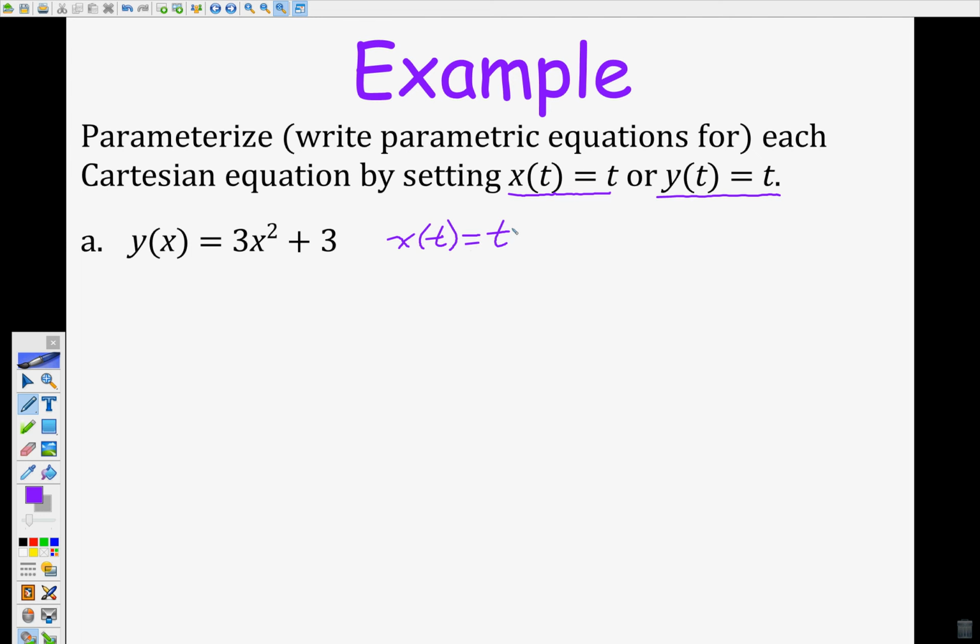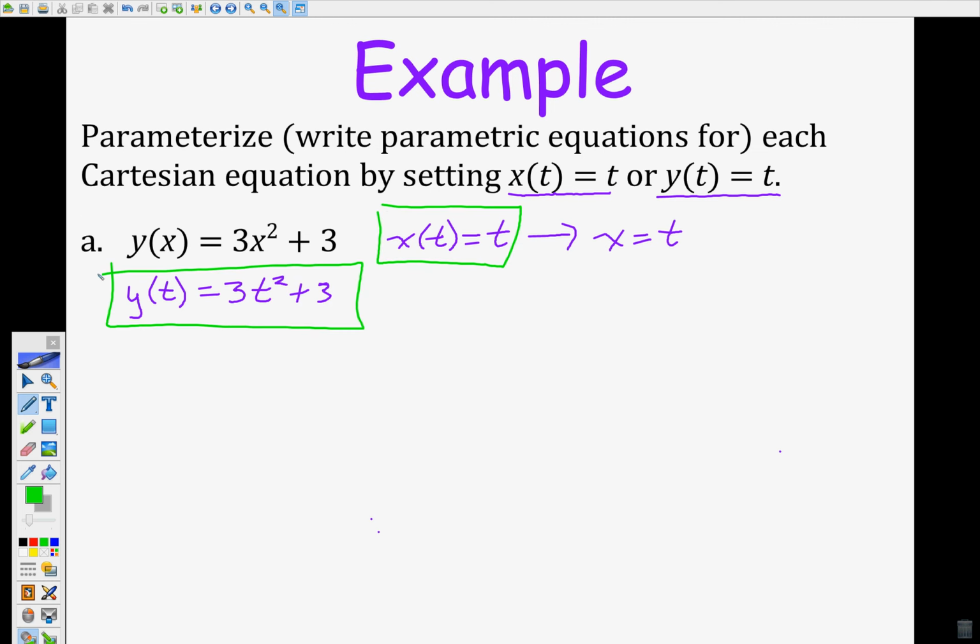And what that really means, we don't usually write it x of t, we would just say x is equal to t. So that means when I come over here to my y equation, every place I see an x, I'm going to plug in t. So y of t is equal to 3t squared plus 3. And that's it. Those are my two parameterized equations. So there you go. That's all there is to it.